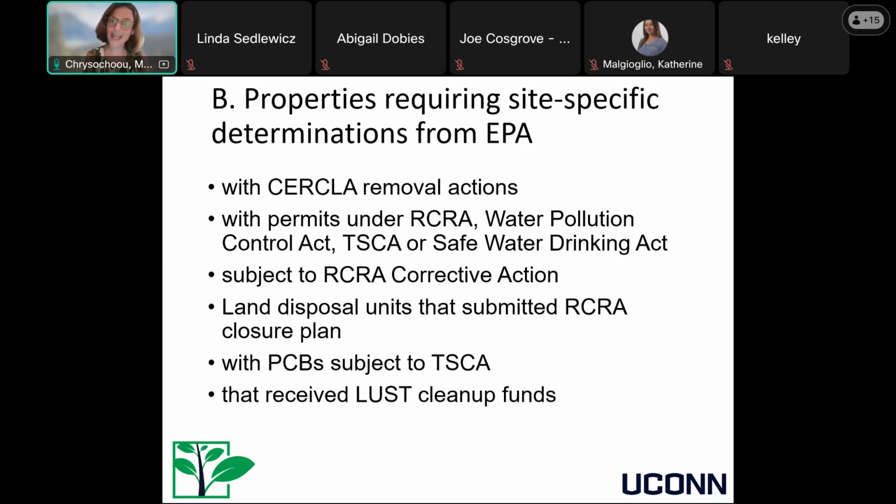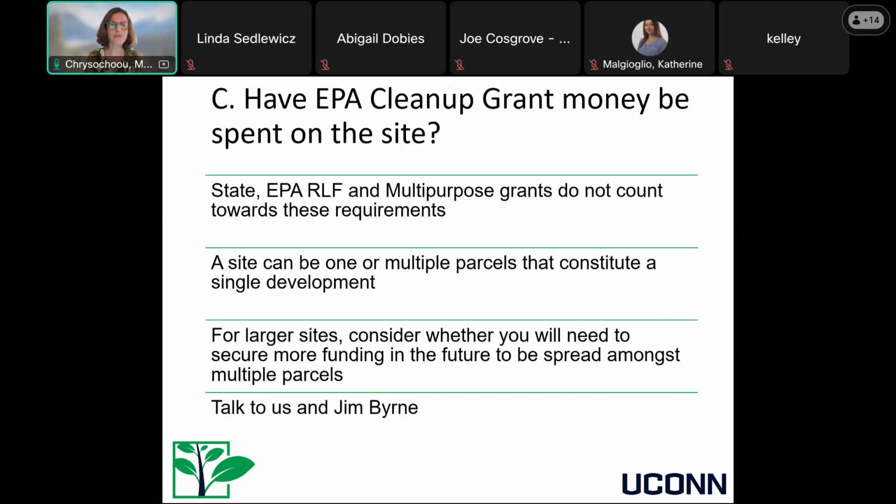If you are not sure whether your site falls under any of these categories, again, it would be a good idea to get in touch with us. We can look into different records and help make sure that this is not the case, because it does happen that people work on grant proposals, spend a lot of time on that, and then we figure out that there's something there that was not taken into account well enough in advance.